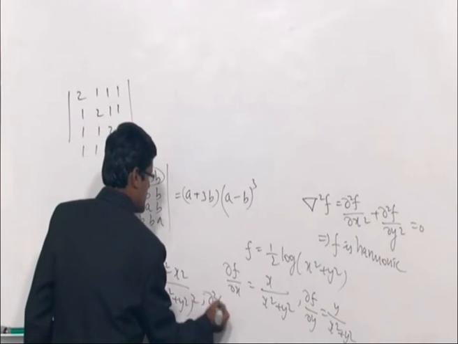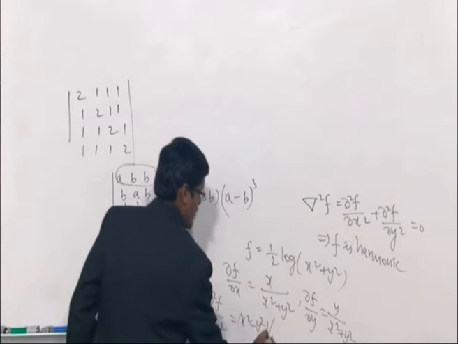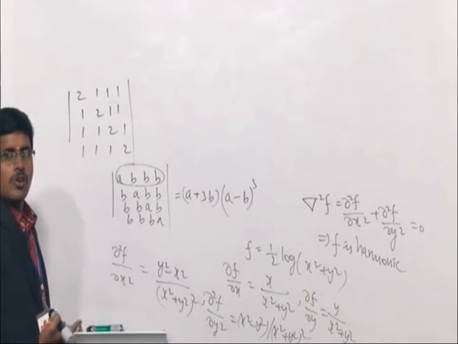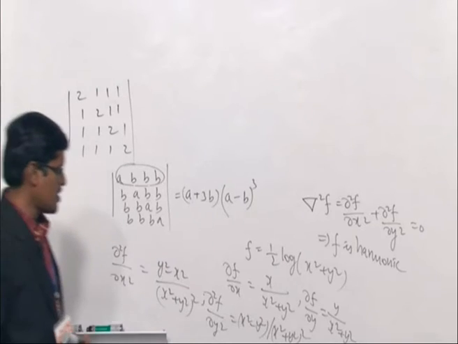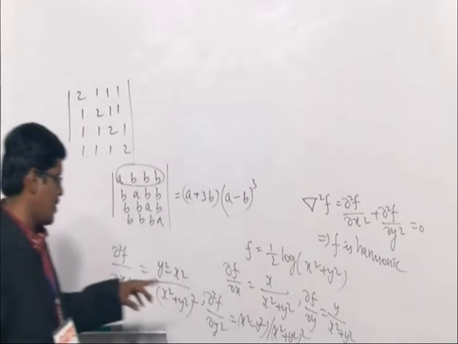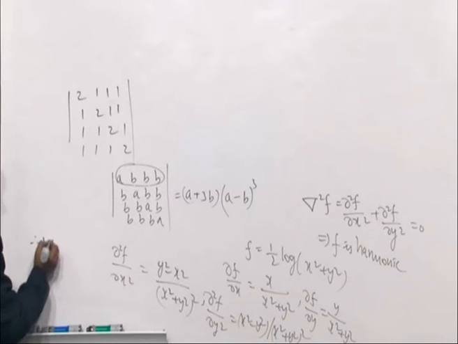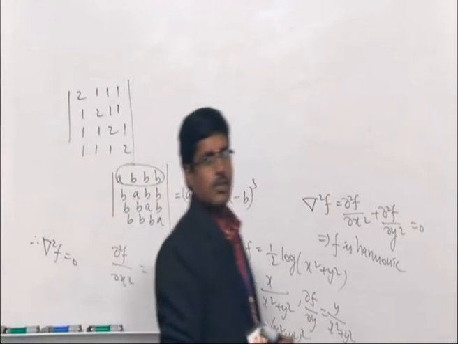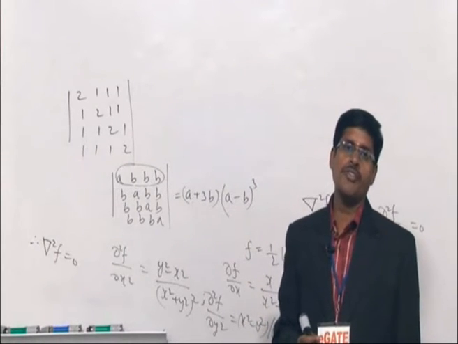Due to symmetry, with x replaced by y and y replaced by x, we get x square minus y square divided by x square plus y square whole square. So adding these two, it becomes 0, so the given function is harmonic. Okay, just apply the u by v rule, x square plus y square into 1 minus x into 2x, x square minus 2x square, y square minus x square, using double derivative. So therefore del square f is equal to 0. The function is harmonic.